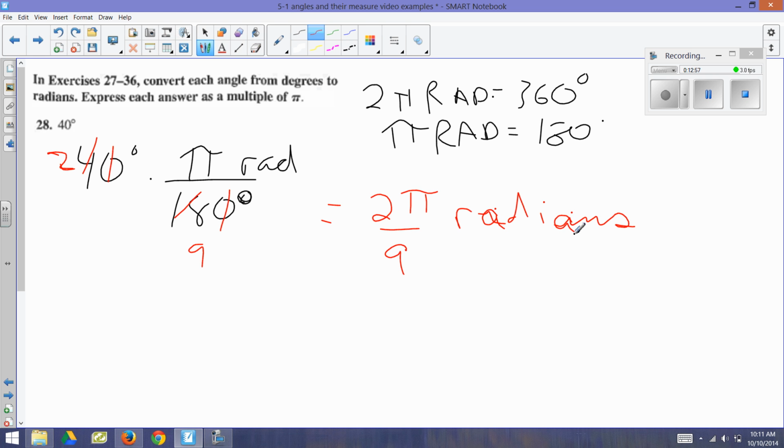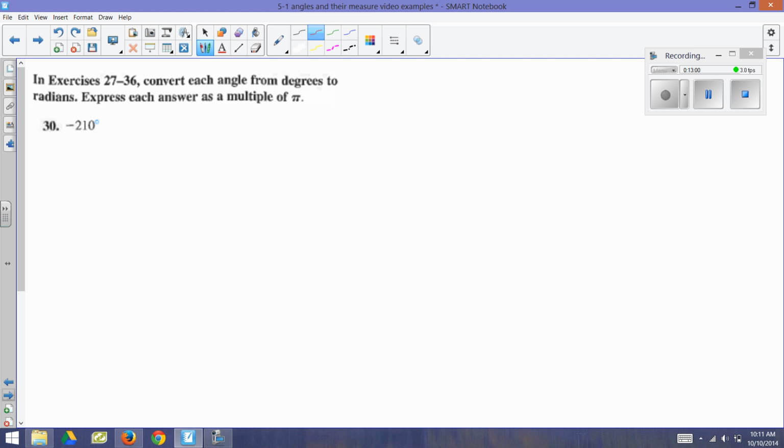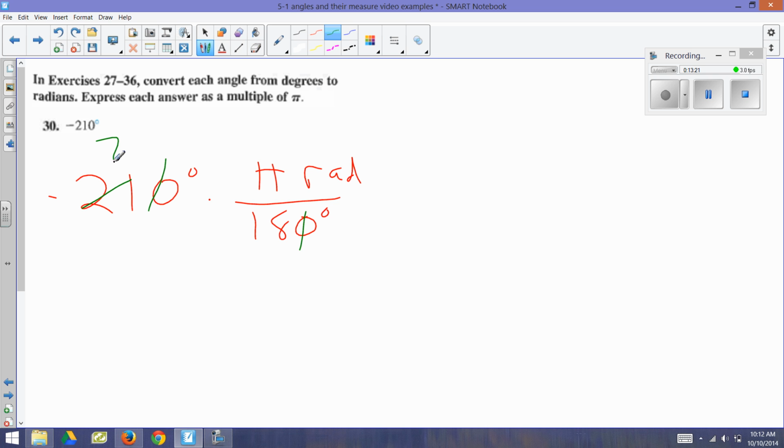A. The next one, convert each angle from degrees to radians. Again, I have negative 210 degrees. And on the bottom, I'll have degrees, and on the top, I'll have radians. And again, let's reduce that. The zeros cancel out right there. And let's see, 3 goes into this 7 times. Yes, that's right. 3 goes into that 18 6 times. So I end up with 7 pi over 6, and it's negative radians.